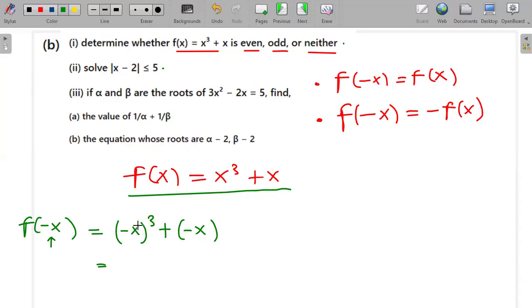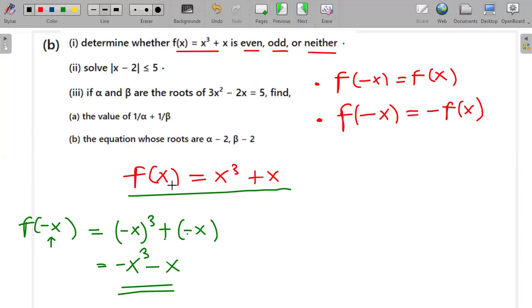So whenever you have a negative number being raised to an odd number like 3, 5, 7, any number that 2 cannot divide without leaving a remainder, then the answer that you're going to get from there is going to be negative. So this will be negative x to the power 3. And then this positive multiplied by the negative, I get minus x. Okay, so this is my f of negative x.